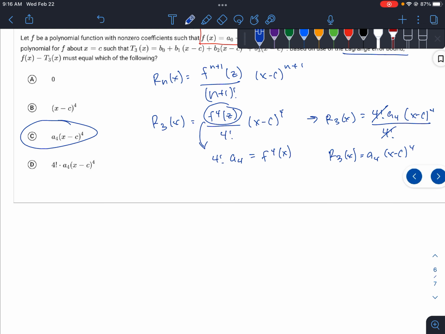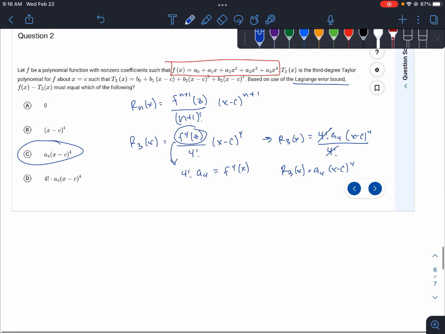This one is probably a very difficult one because it's hard to really understand what's going on, especially since the Lagrange error bound is so new to you. But again, start with the definition. It's asking you to use the Lagrange error bound. Here's the Lagrange error bound. And then it's asking us, what is the Lagrange error bound going to be for third terms?